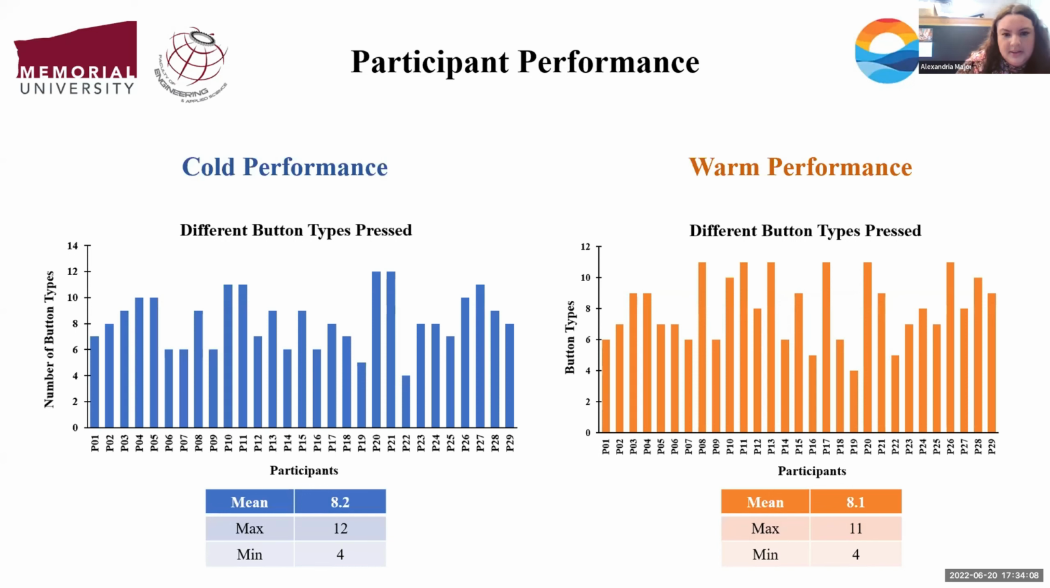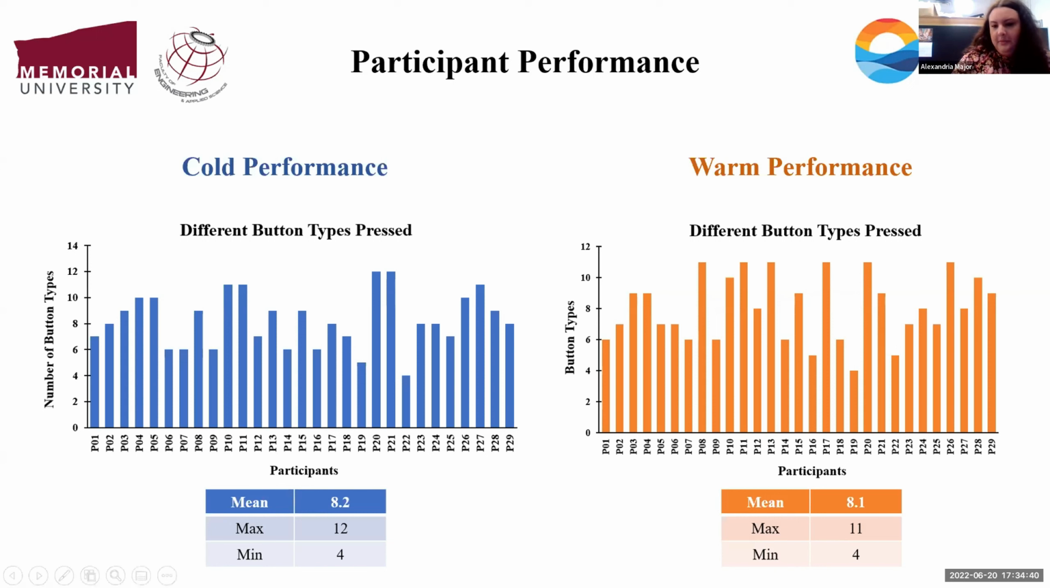Here is an example of cold performance versus warm performance. On the left, these are the participants and the different button types. There are 12 different button types. The mean number of different buttons picked was around 8.2 for the cold and around 8.1 for the warm. This basically shows that there isn't really a huge difference between the warm and the cold activation in terms of the button panel test.